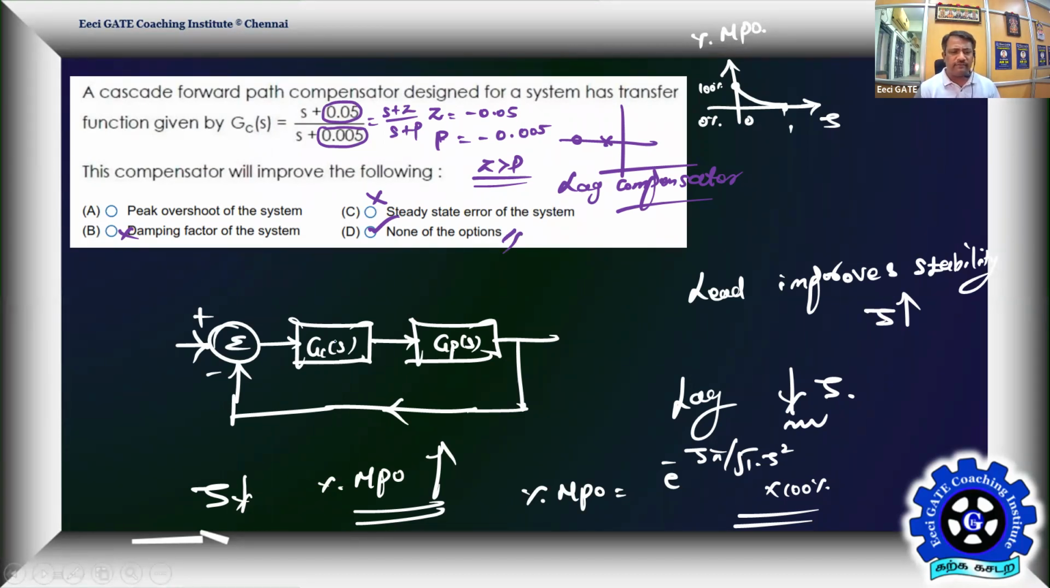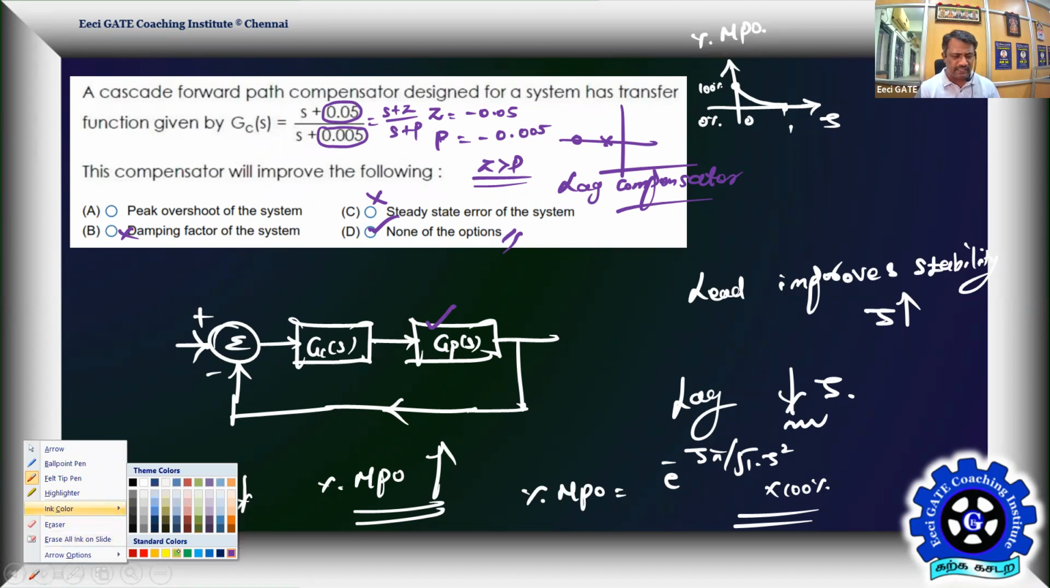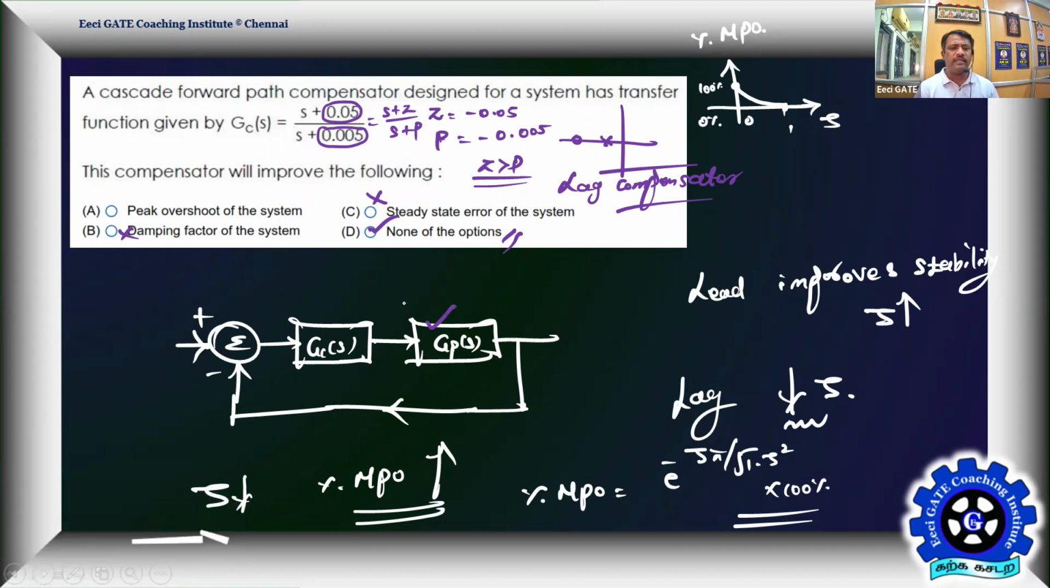Maybe you can think of playing with the KP. If you play with the KP, we should know what your GP of S is, so just think about whether it is improving steady state error or not. Steady state error is with respect to what input? There are multiple inputs, so you can assume a common input, a step input. Then ESS for a step will be 1 by 1 plus KP, assuming a unit step, and KP is the limit as S tends to 0 of G of S, H of S.